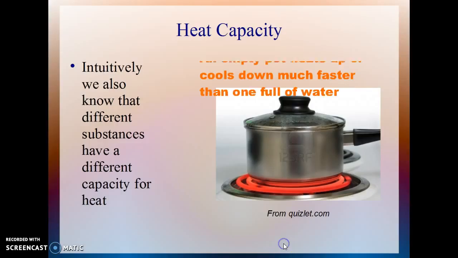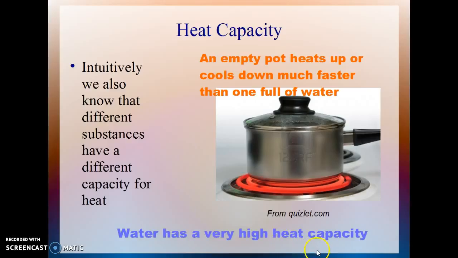For instance, if you heat an empty pot, it's going to heat up very, very quickly, and if you touch it with your finger, it's going to scald you pretty fast. On the other hand, if you have a pot full of water, it will heat up much more slowly. Water has a very high capacity for heat, and that's measurable.